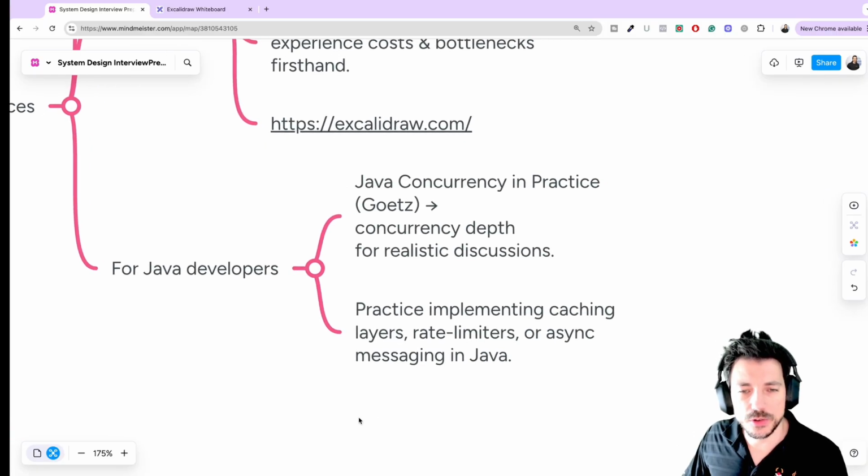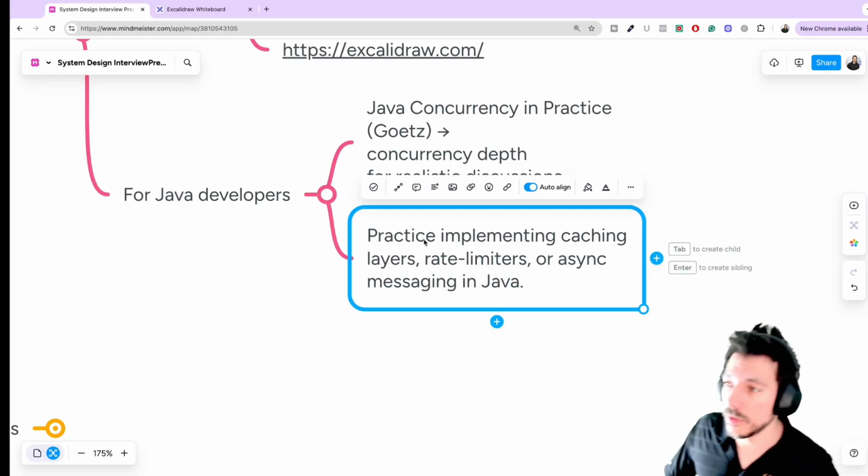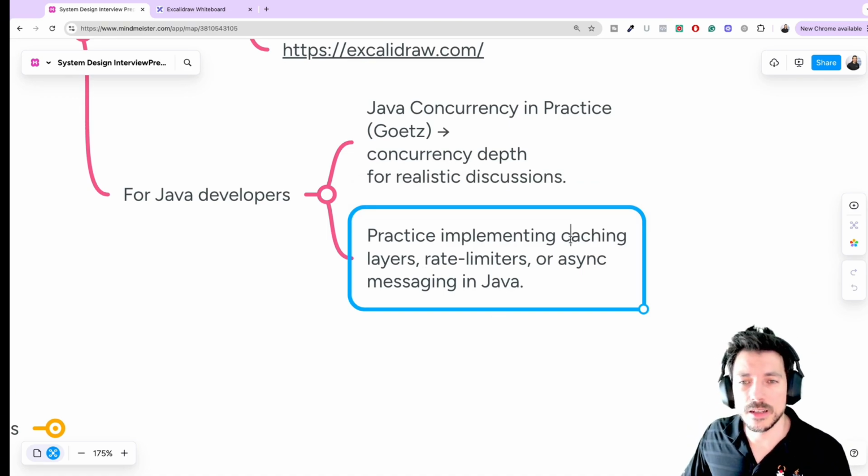And you're going to also practice. So I also recommend you to practice, and not only designing systems, but you have to also implement those things and see how they work in practice. Like you can implement caching layers, rate limits, async messaging in Java. You can do all of those things in AWS. So I do recommend you to play around with AWS, create your account, just pay some cents to them. And the most valuable thing is your knowledge, right?